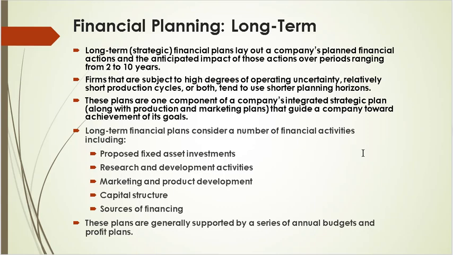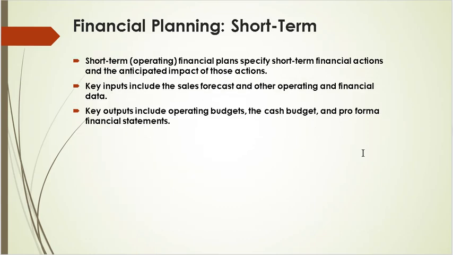So we want to consider a number of things. These really all relate directly to the strategic plan of the company. What are the proposed fixed asset investments? What do we need to buy and or what do we need to sell? Research and development activities, product development, capital structure, and what do we want that to look like? And then once we know what that is, we also need to plan how we are actually going to go out and get this money. So what are the sources of financing along the way?